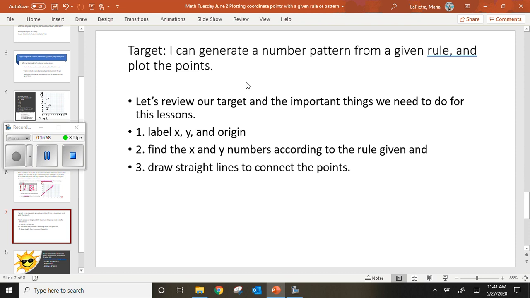Okay, so first you're going to label your x and your y and your origin. Second, you're going to find the x and the y numbers according to the rule given, and then draw your straight lines to connect the points once you plot those coordinate pairs.